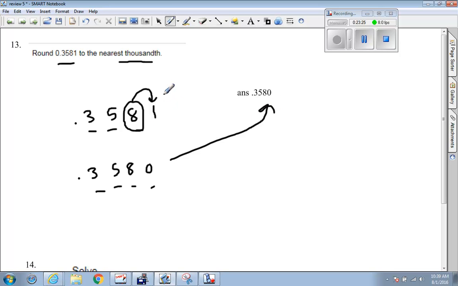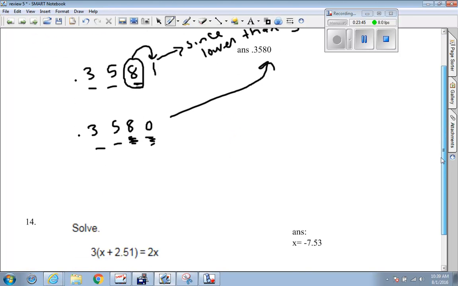So again, I'm just going to write a note. Since lower than 5, this stays at an 8, and this becomes a 0. Okay? Head to the next one.